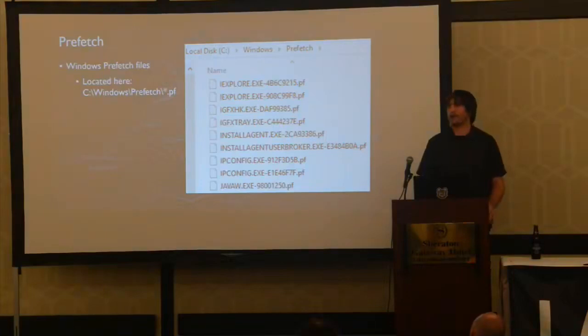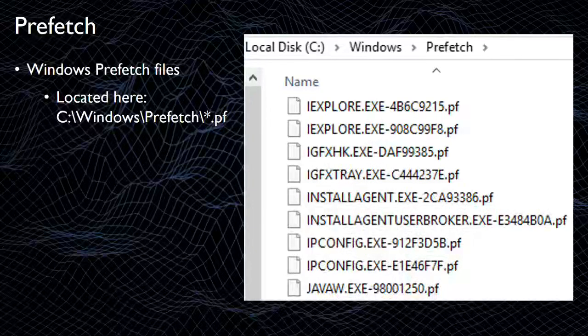Another execution artifact is prefetch. So prefetch is stored in the C:\Windows\Prefetch directory, .pf files.